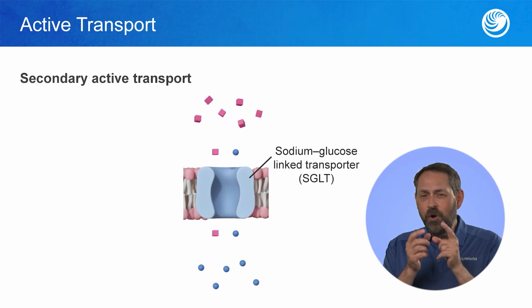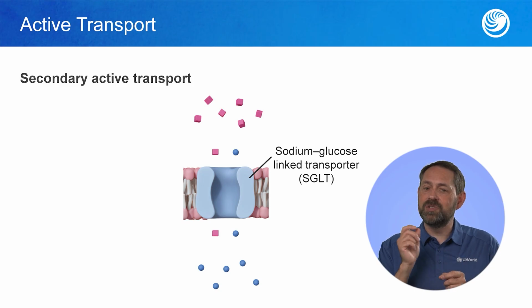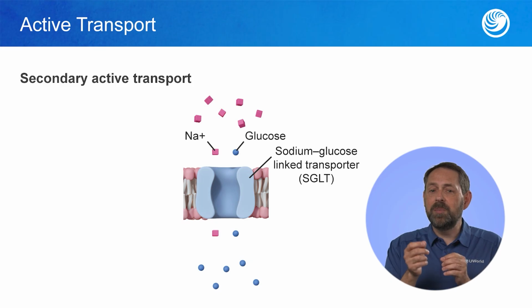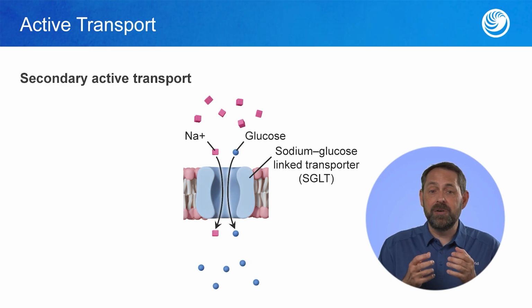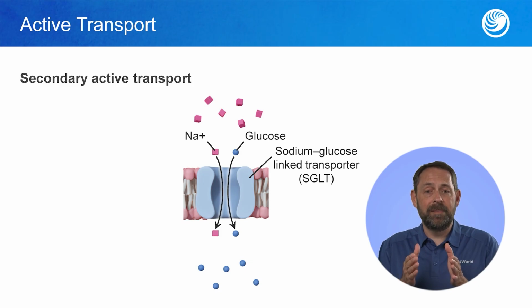As noted in our overview of symports, cells use the sodium-glucose linked transporter, also known as SGLT, to move sodium and glucose into the cell together, an excellent example of secondary active transport. Let's look more closely at how SGLT carries out secondary active transport.